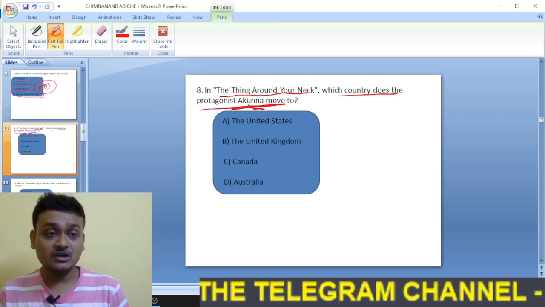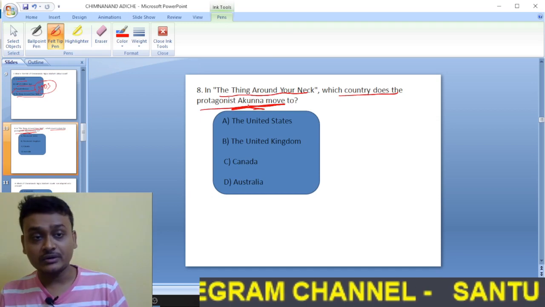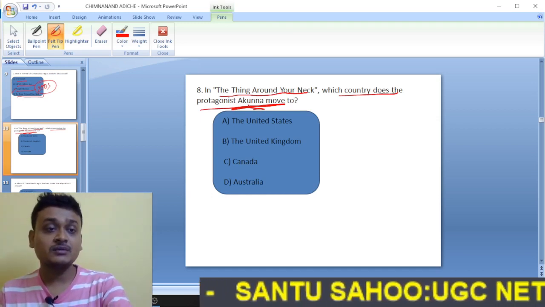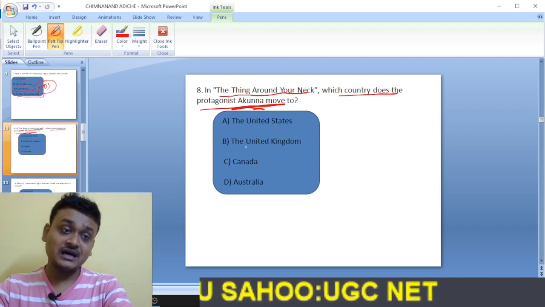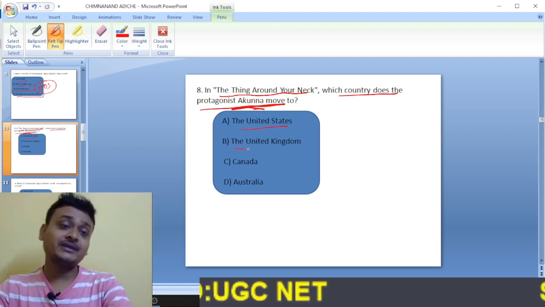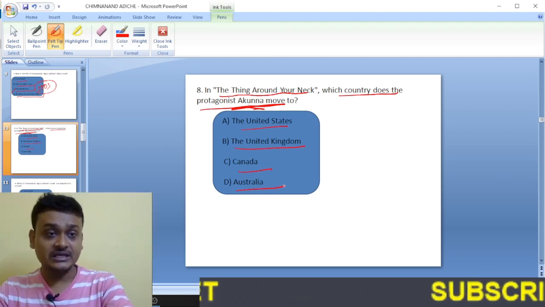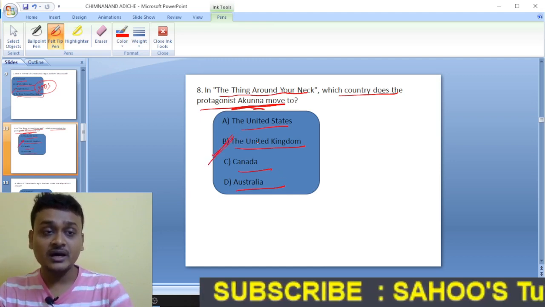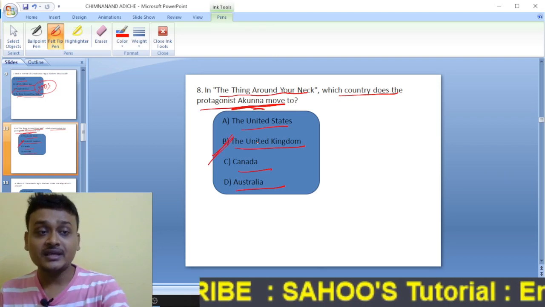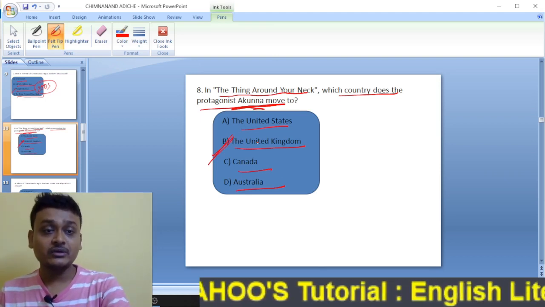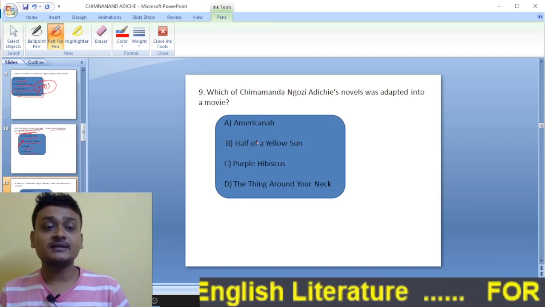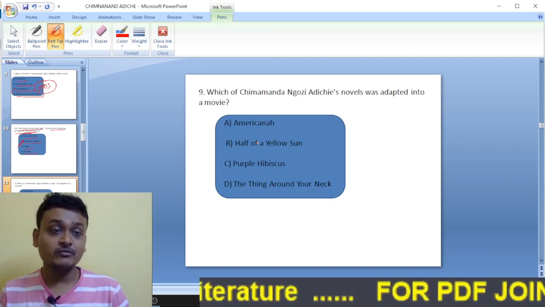So the protagonist of the novel The Thing Around Your Neck is Akunna, and in which country does the protagonist Akunna move to? Now your options are the United States, the United Kingdom, Canada, Australia. So here the right option is the United States. Akunna had moved to the United States in the novel The Thing Around Your Neck. Next question. Which of Chimamanda Ngozi Adichie's novels was adapted into a movie?